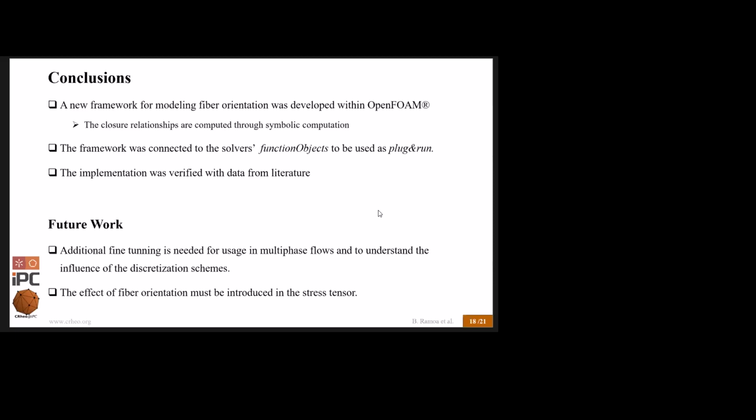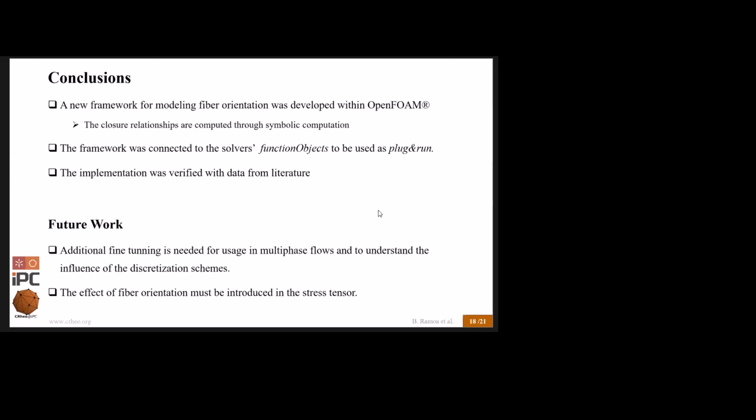The implementation was verified with the Python utilities, and it was verified with data from literature, but we still need some fine tuning for multi-phase flows, and we still need to check some of the influence of the discretization scheme on tensor quantities. Okay? We have used the QUICK discretization here, but if we have a better, or at least second order, discretization scheme for tensor quantities, it would be better.